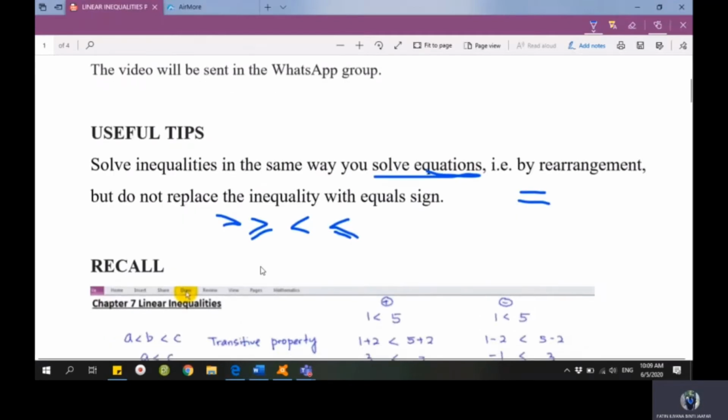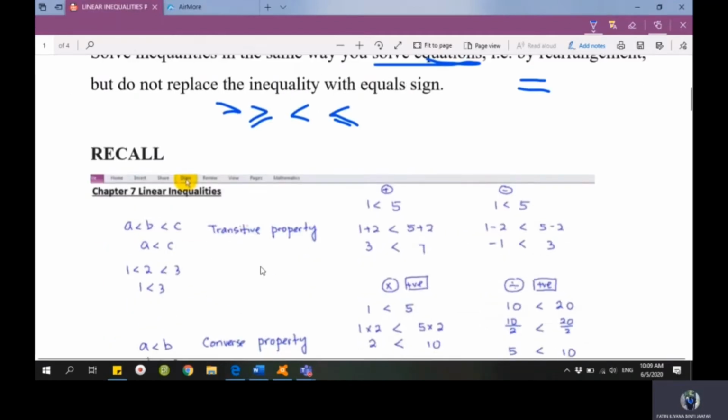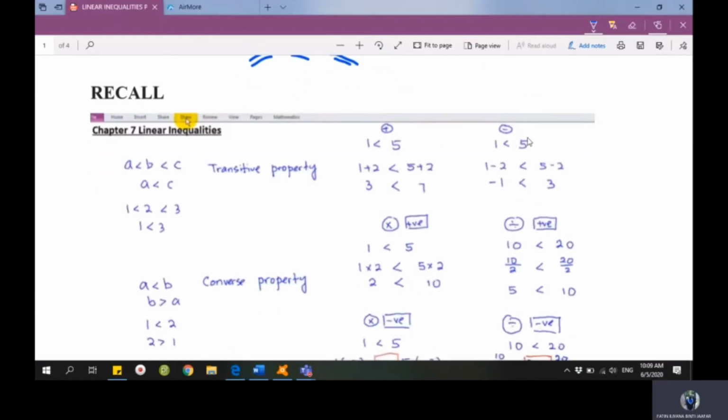So, recall back what we have learned yesterday. For addition and subtraction, it is as usual and our sign stays the same. Let's say 1 is less than 5. If we add 2 to the left hand side, we have to add 2 to the right hand side. Once added 2, it becomes 3 and 7, and our sign still stays the same. 1 and 5, 1 is smaller than 5; 3 is smaller than 7. Same with subtraction: 1 and 5, we minus 2 here and minus 2 here. We will get negative 1 and 3. Negative 1 is indeed smaller than 3.